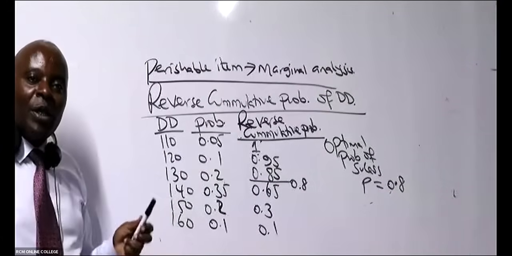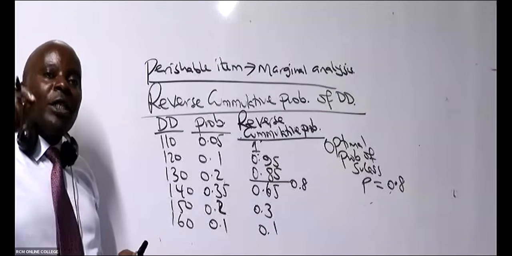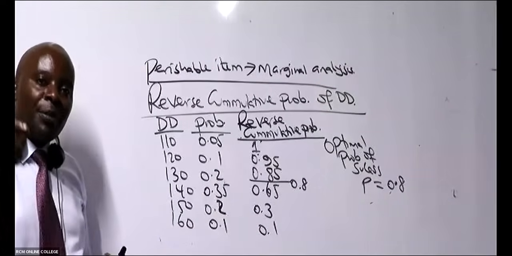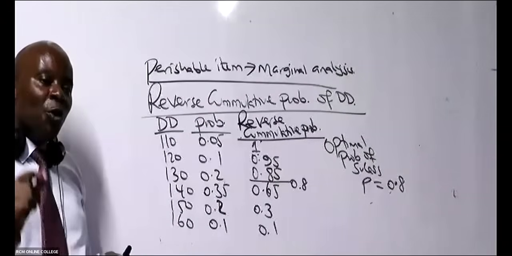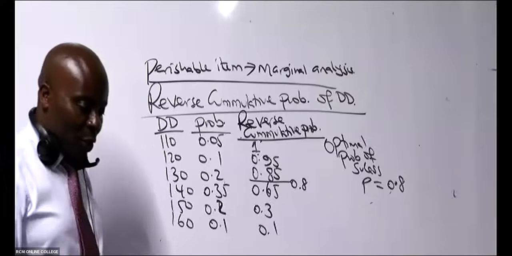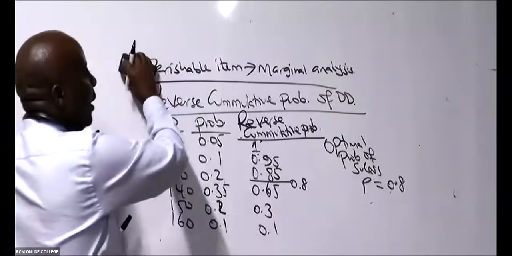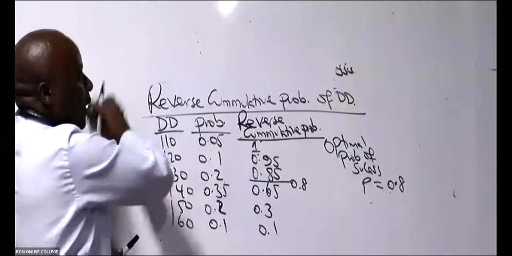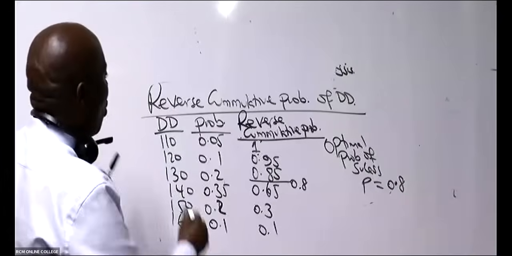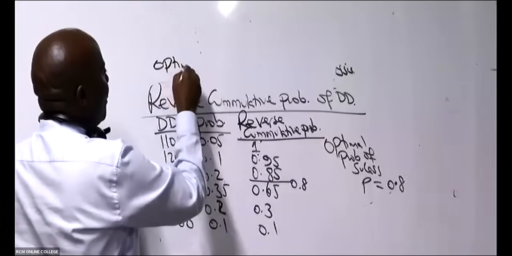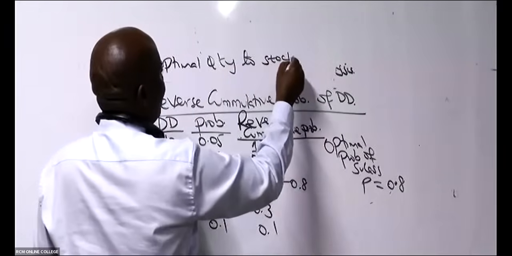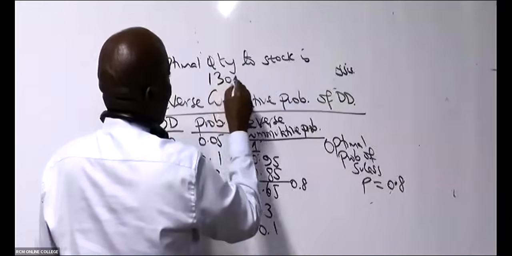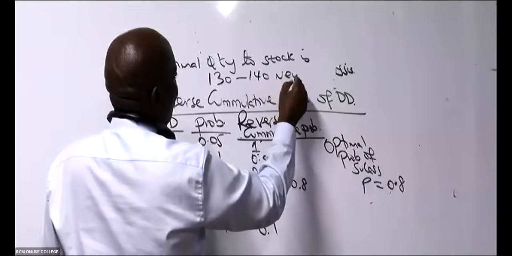But you see, the examiner will tell you using a continuous distribution. Continuous distribution has probability as decimals. So the examiner would want you to interpolate. So at the end of the day, what you are telling the examiner is that this ninja selling newspapers should stock, the optimal quantity to stock, is 130 to 140 newspapers.